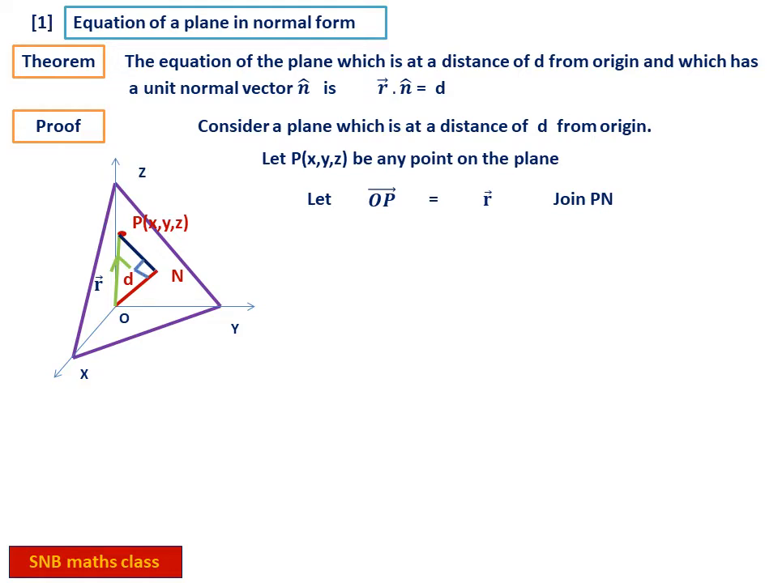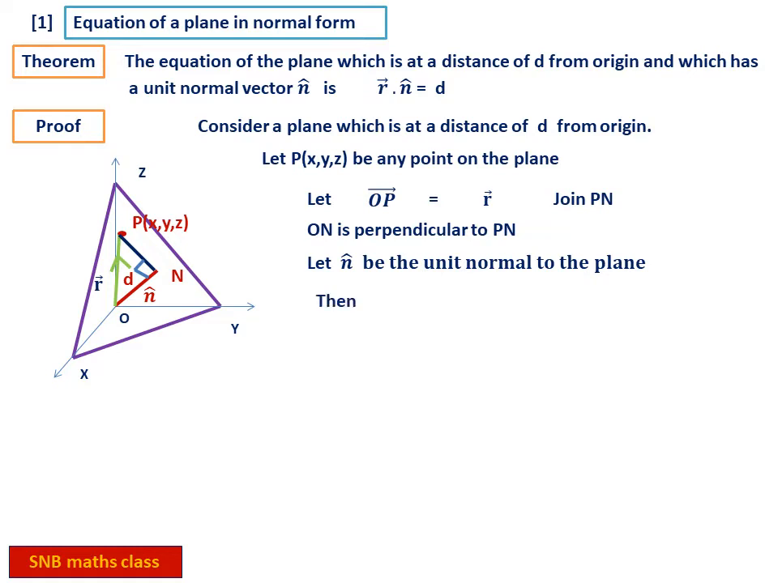Now PN is perpendicular to ON, because ON is the line from the origin to the plane, and N is a point on the plane, and P is also a point on the plane. Therefore the line segment PN is perpendicular to ON. This is very important. So ON is perpendicular to PN. Then let n be the unit normal to the plane. Then n is the unit normal along ON.